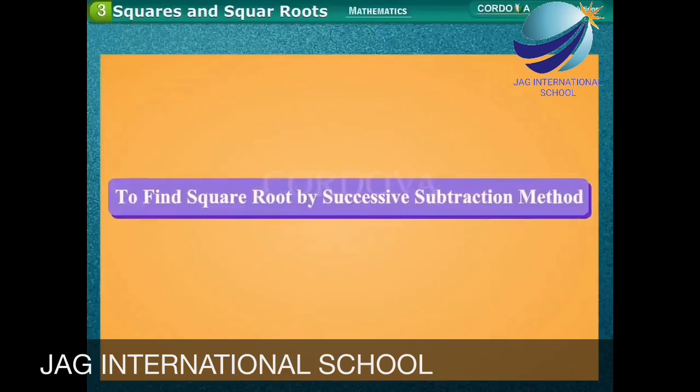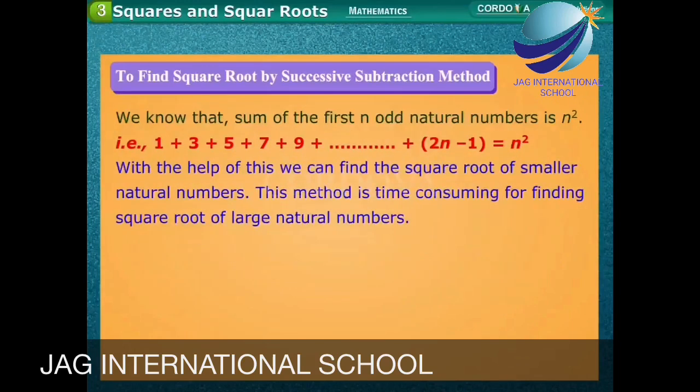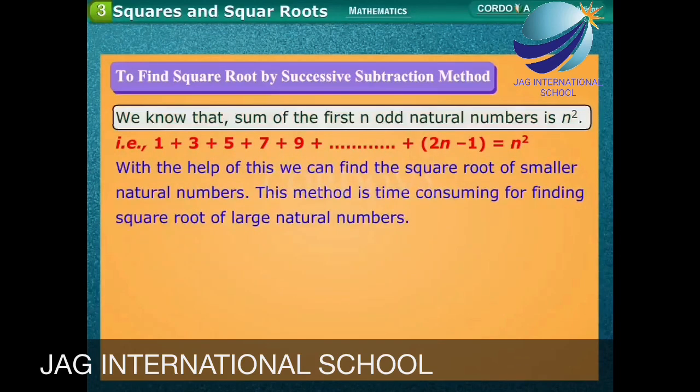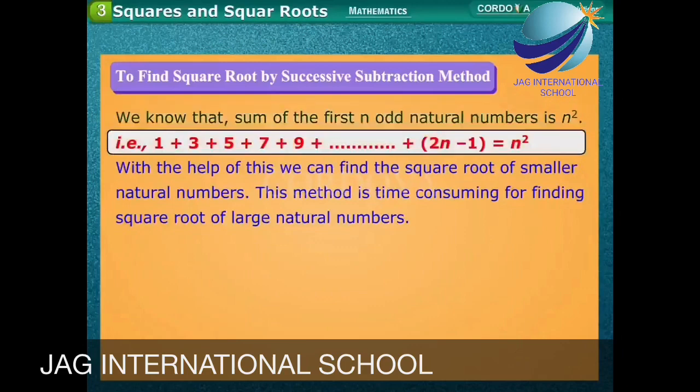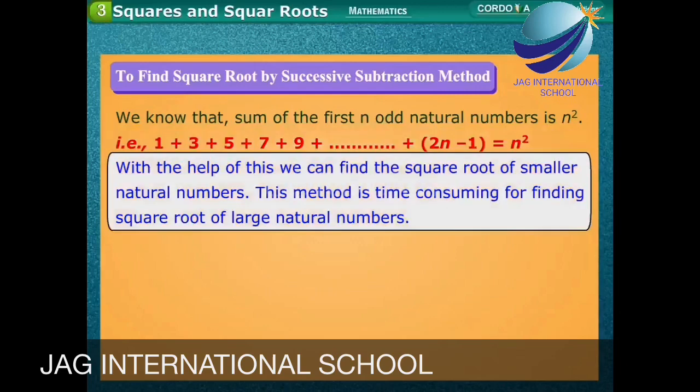To find square root by successive subtraction method, we know that the sum of the first n odd natural numbers is n square. That is, 1 plus 3 plus 5 plus 7 plus 9 plus ... plus 2n minus 1 is equal to n square. With the help of this, we can find the square root of smaller natural numbers. This method is time-consuming for finding square root of large natural numbers.